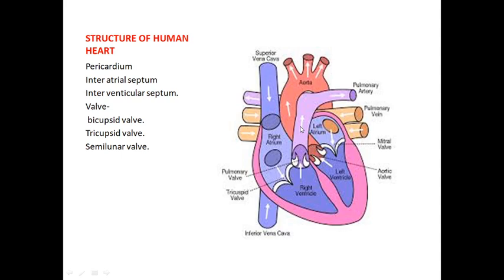What are the functions of the valves? They prevent the backflow of the blood. You see the arrow marks from the right auricle to right ventricle to pulmonary artery, and left auricle to left ventricle to aorta. There is no arrow mark going backward to the left ventricle or right ventricle. So it allows the blood to flow in a single direction. That is the function of the valves. Okay, these are the structure of the heart.